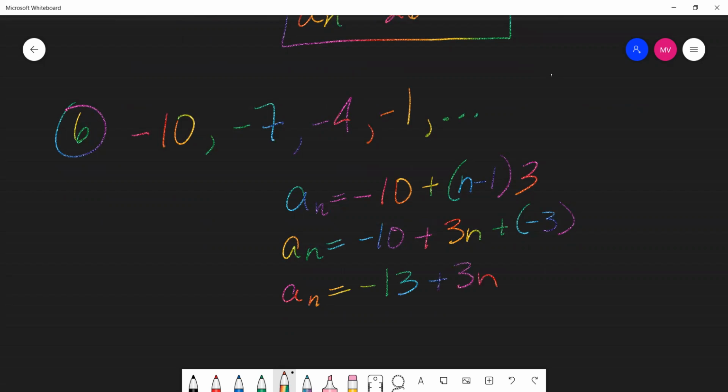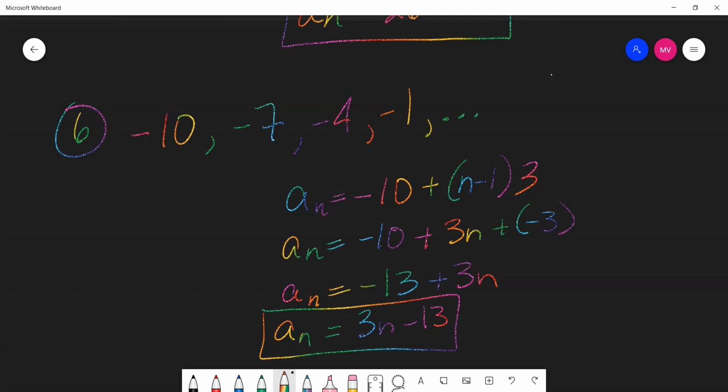Okay. And then do we want to rewrite this so it's a little neater? We could, because we've got the commutative property of addition, which means that any number a plus b is equal to b plus a. So you can just flip this around. So it's 3n minus 13. Right? That's the same thing. We all see that? Okay. And yes, we are done. Okay. Cool. All right.